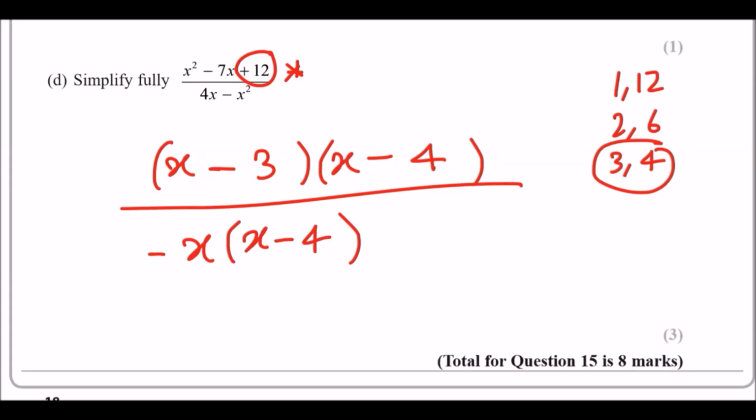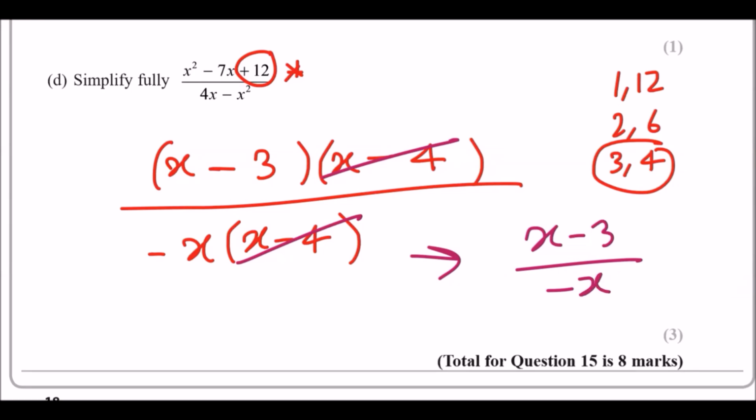And now it's x minus 4, you can actually cancel down. So these two can go. And when you do this, you're going to get something like x minus 3 over minus x.